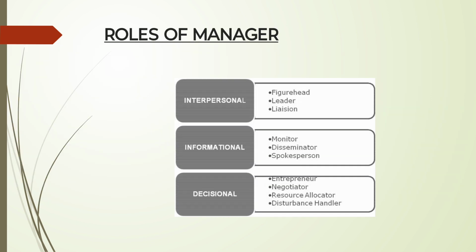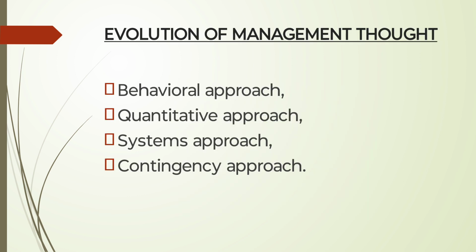Then different types of managerial roles are present in the organization. The first is interpersonal, informational, and decisional. Interpersonal roles are figurehead, leader, and liaison. Informational roles are monitor, disseminator, and spokesperson. Decisional roles are entrepreneur, negotiator, resource allocator, and disturbance handler. Then the evolution of management thought: behavioral approach, quantitative approach, systems approach, and contingency approach. This is the way management developed in a step-by-step process.